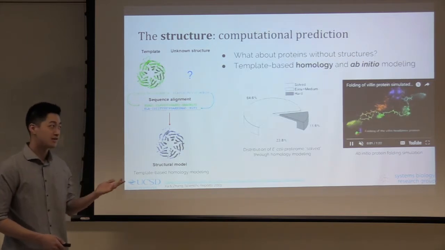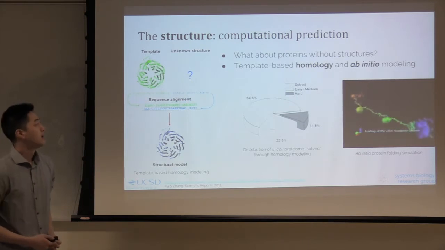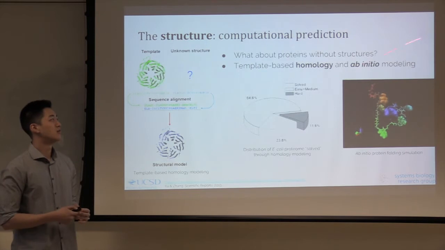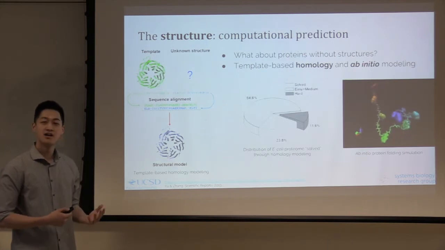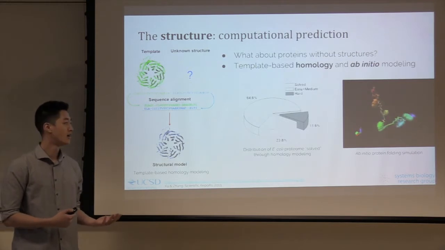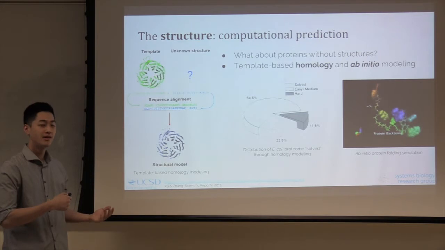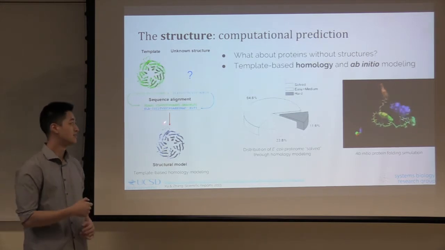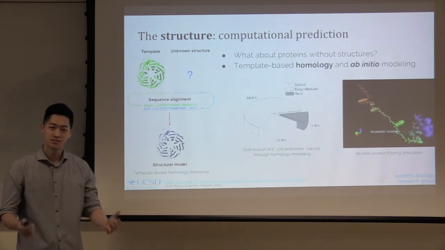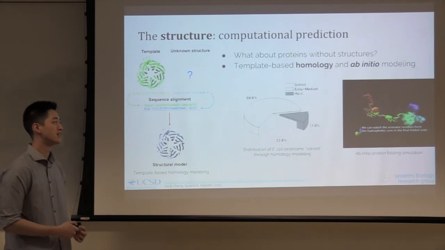So if you don't have a structure, there are methods to predict what it looks like. And these methods are called homology modeling and ab initio modeling. So homology modeling is an easy concept to understand. You look for a sequence that's similar to what you are wanting to understand. You look for if it has a structure available, and you model it based on that structure. And you can do that for different parts of the protein. Say, for instance, it's split up into domains. You can model those different domains and piece them together using these methods.